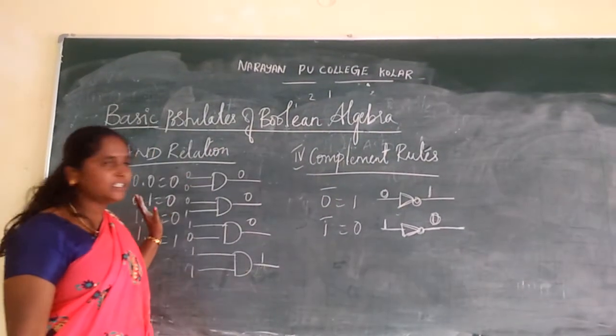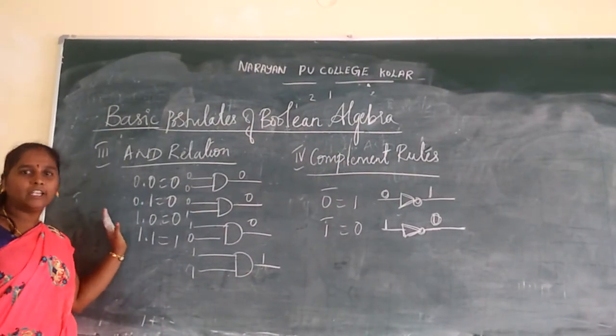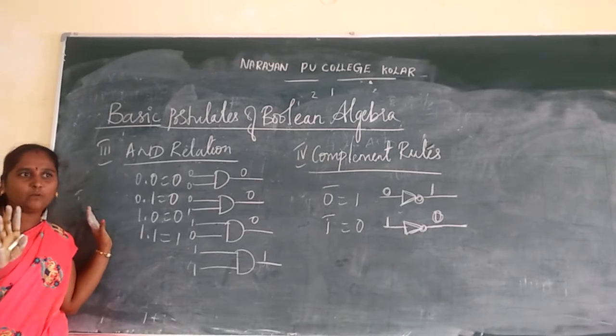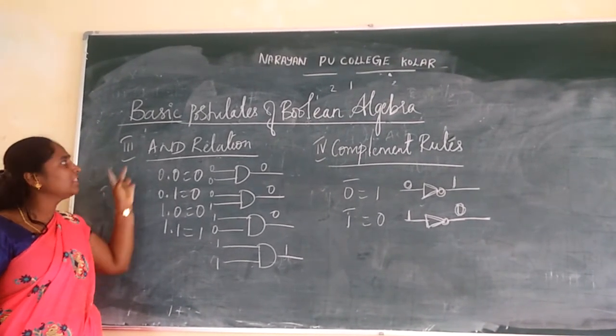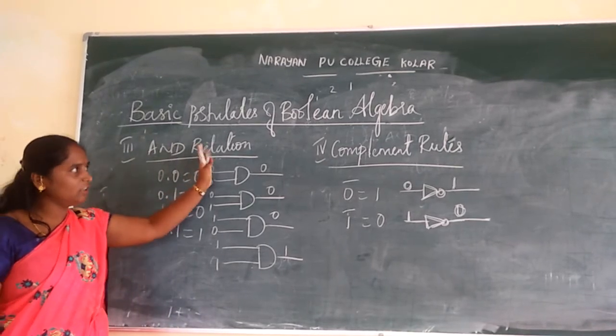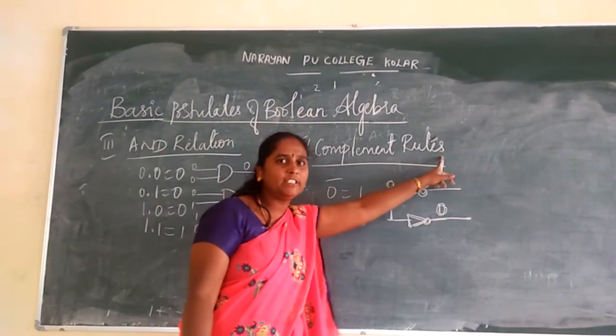First one, if x is not equal to 0, then x should be 1. If x is not equal to 1, then x should be 0. Next rule, your OR relation. Third one is your AND relation. Fourth one is your complement rule.